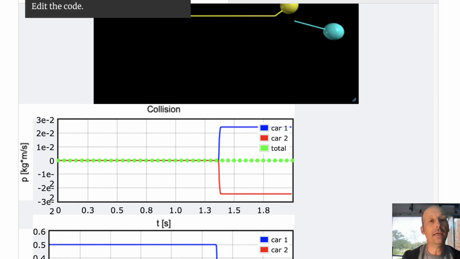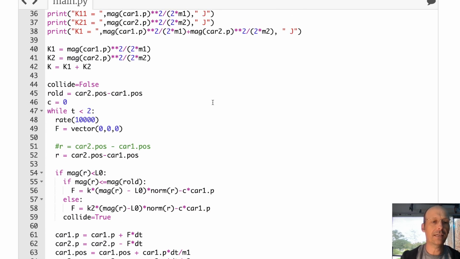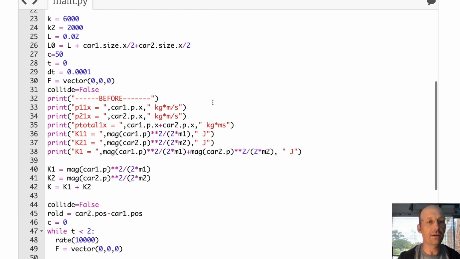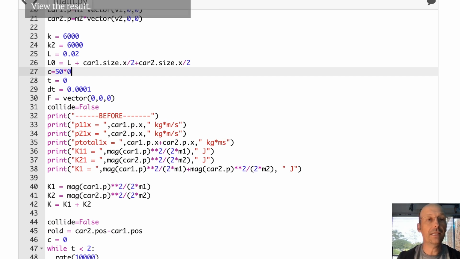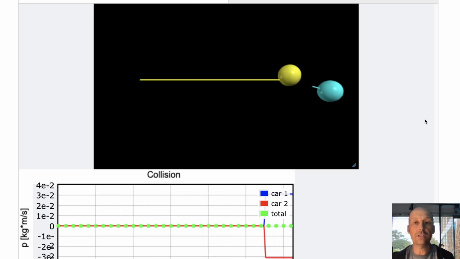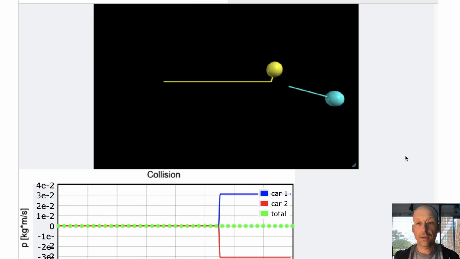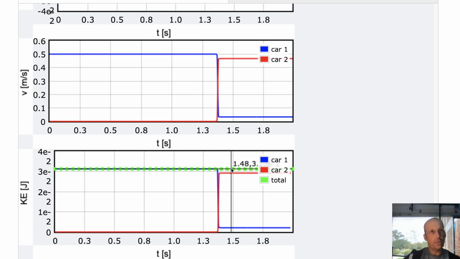What if I want to make it an elastic collision? I can do that. This is a great program. It has everything in here. If I change this to 6,000 and I change C to 0 and say times 0, now it's an elastic collision. Let's see if the kinetic energy is indeed conserved. And down, look at that. Kinetic energy conserved.